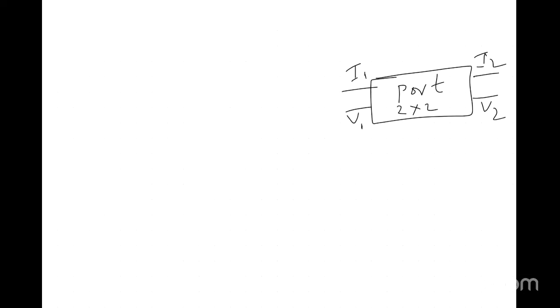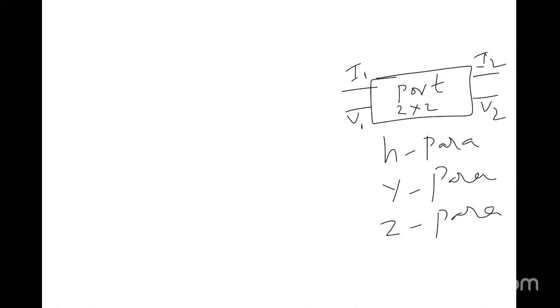What are the parameters I am concentrating on? The first one is the H parameter. The second one is the Y parameter. The next parameter we will discuss is the Z parameter. The next parameter is the ABCD parameter. So here I am concentrating on 4 types of parameters: H parameter, Y parameter, Z parameter, and ABCD parameter. First, we will see what is the H parameter.